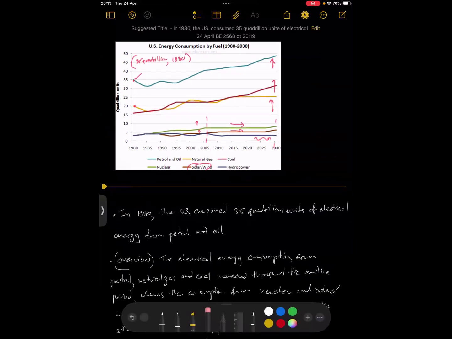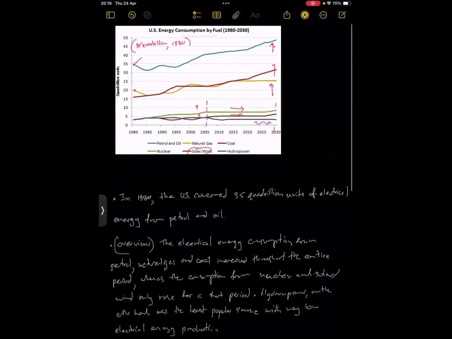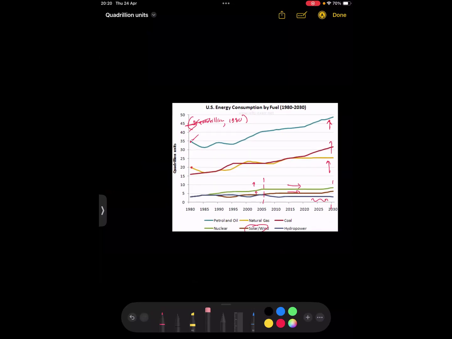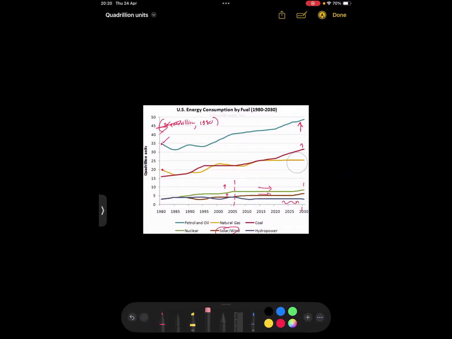I'm going to give you guys some opportunity to try and highlight what I believe should be good key features. So first, I'd like you to have a go with this. I want you to look at petrol, oil, natural gas, and coal, and tell me what they have in common. What do they have in common?